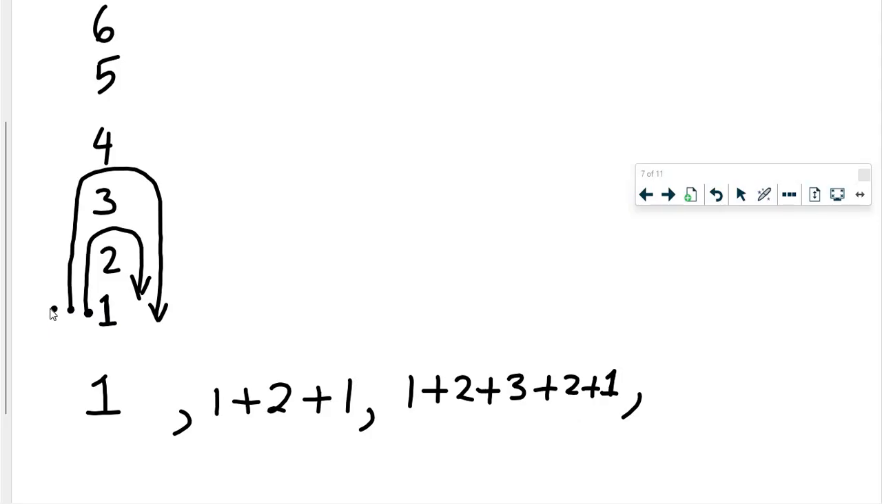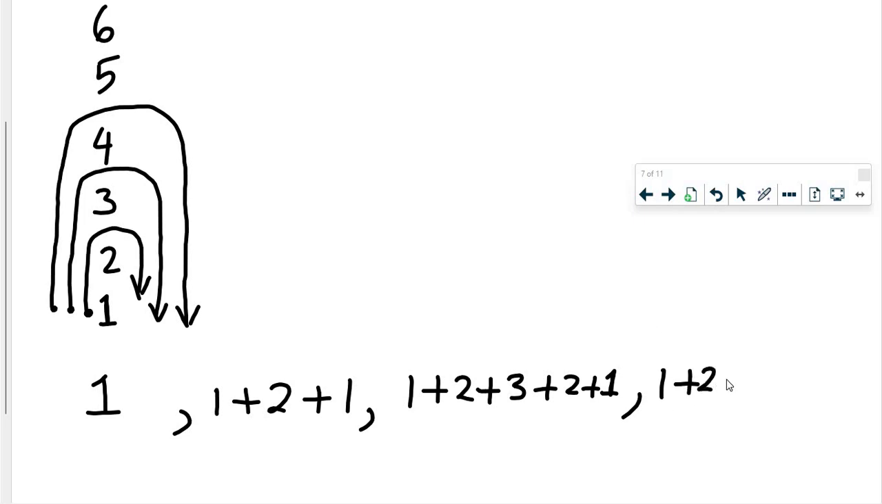Again, to get the next number, do 1 plus 2 plus 3 plus 4, reverse, plus 3 plus 2 plus 1. We can stop here. So the first number was 1.